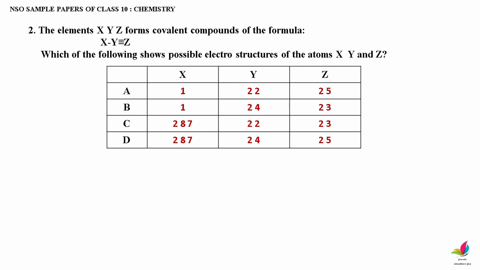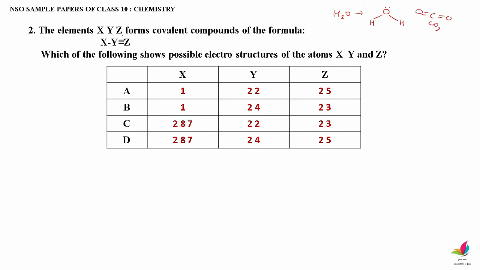In the second question you can see the elements X, Y, Z form covalent compounds of the formula X single bond Y triple bond Z. Okay, this is a compound. This is similar to a compound like, for example, water, H2O. So how will you write water? H2O can be written like this, right? Two lone pairs will be there, but that is not needed. So this is water, correct? Similarly, suppose you have carbon dioxide, CO2.